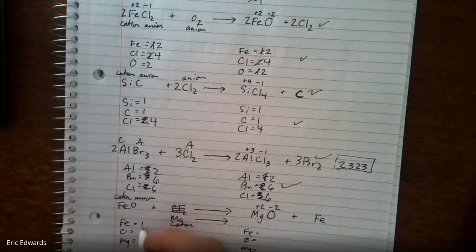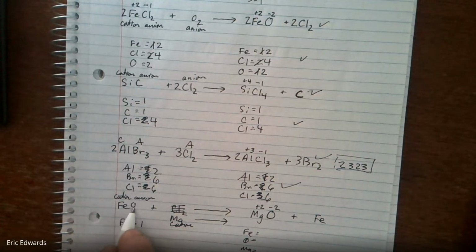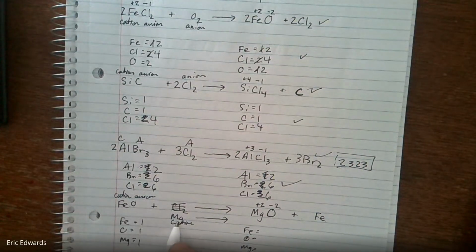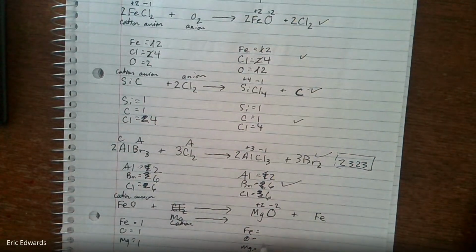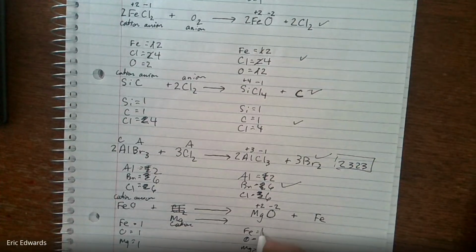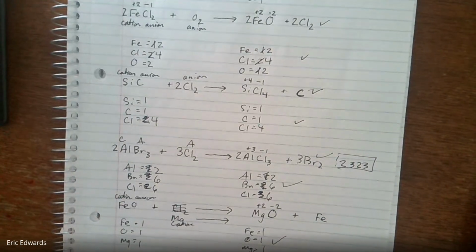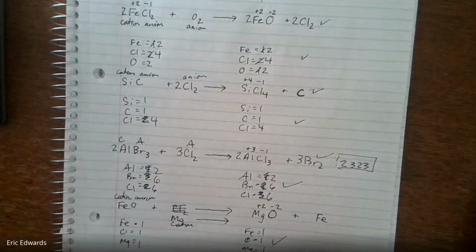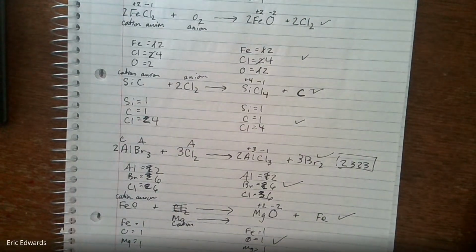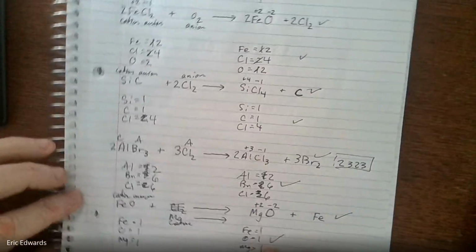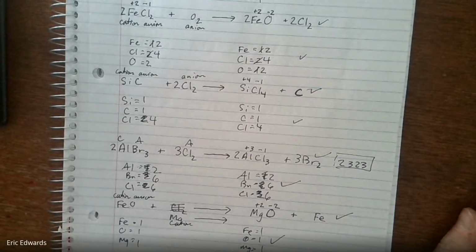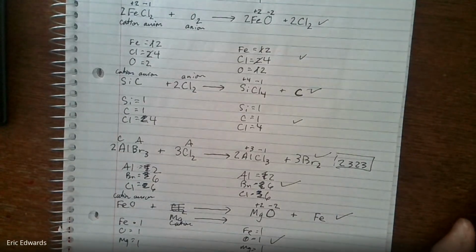And we have 1, 1, and 1: 1 iron, 1 oxygen, and 1 magnesium. Over here, we have 1 magnesium, 1 oxygen, 1 iron. Turns out this one is already balanced, so I don't have to do anything about it, and we're all set. And that is how you do single replacement reactions, predicting products and balancing the equation. I hope that helped.